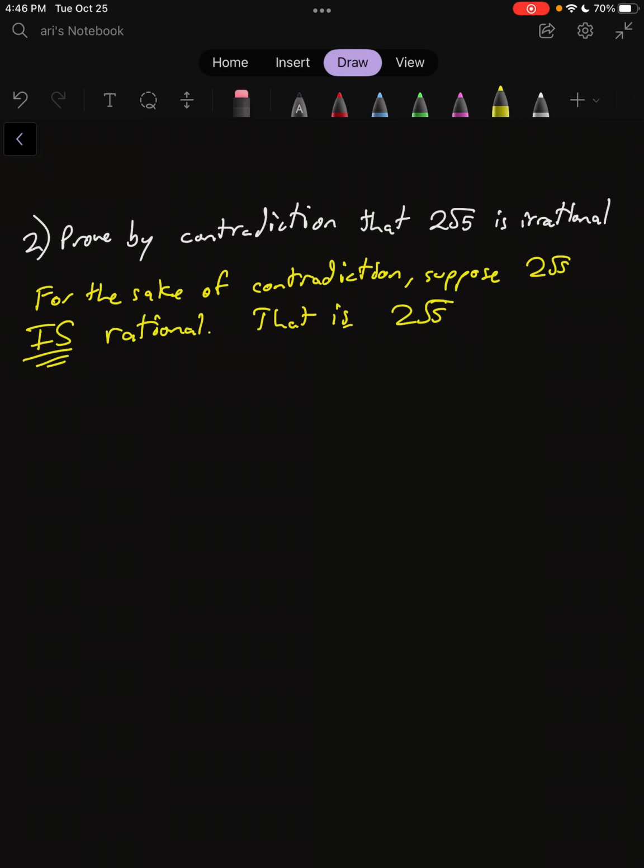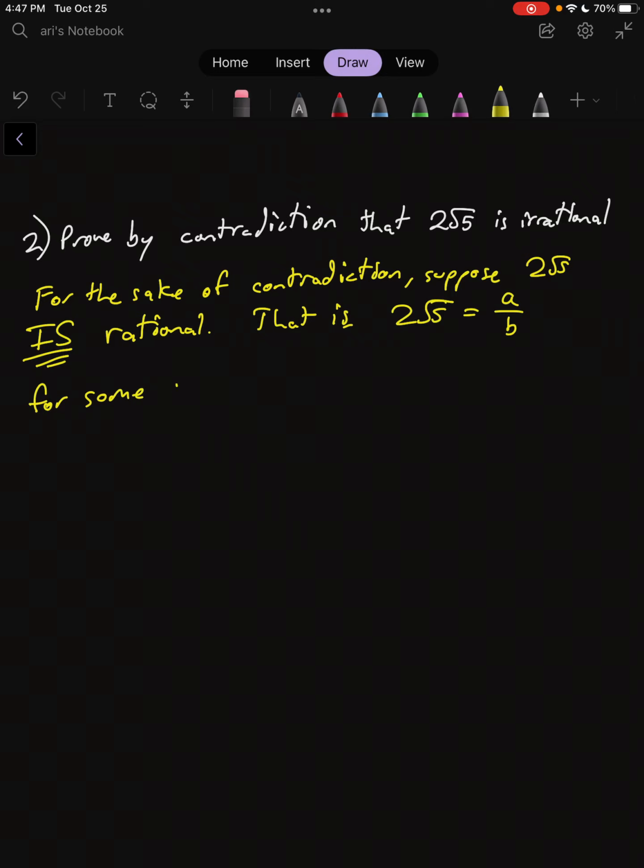Yeah. Actually, well, it could be an improper fraction. It doesn't matter if it's proper. It can't have a denominator of 0, and it should be in simplified form, which is kind of related to the second method of proof. But anyway, that is 2 times the square root of 5 equals a over b. And what are the restrictions on a and b?